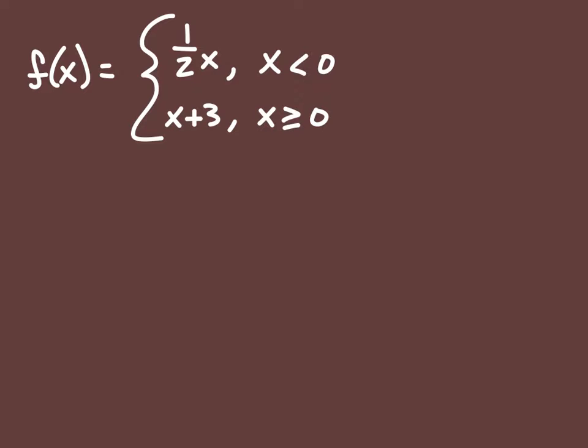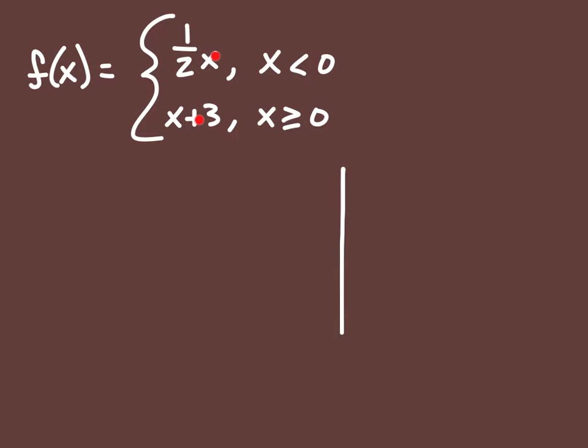Okay, so this is how I would write this piecewise function. My whole function here is f of x, and it's equal to two different functions for two different domains, okay? When I look at this, these are both linear equations, so this one isn't too bad. But these are, 1/2 x, and this exists when x is less than 0, all right?